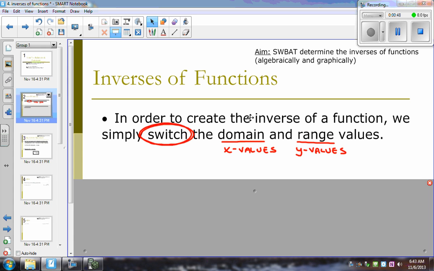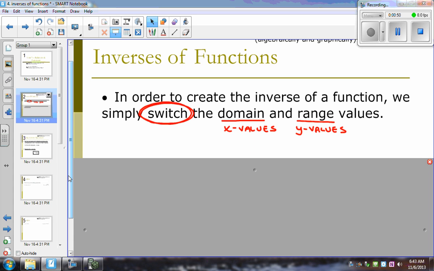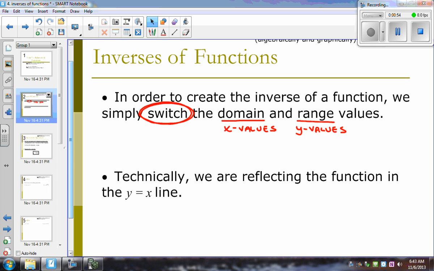in order to create the inverse function that we need. Now, for those of you that were geometry savvy, what's kind of cool here, and we're going to come back to this when we work graphically, is that what we are actually doing is a reflection in the y equals x line. And for those of you that do not remember, just a quick little reminder, here is a quick sketch of our x and y axes.